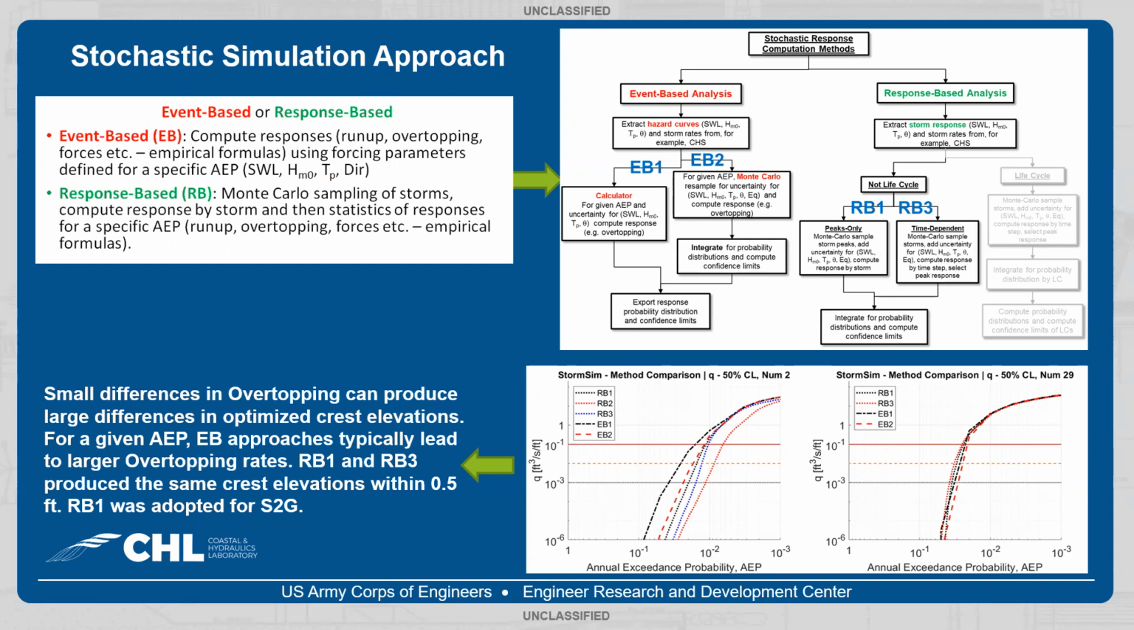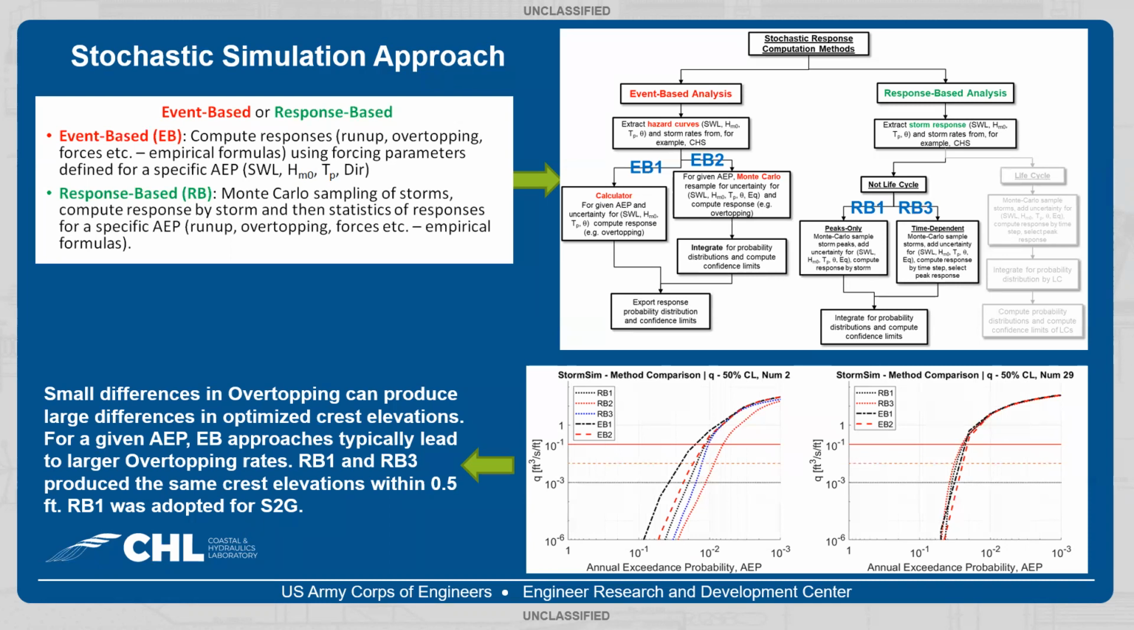Response-based methods: RB1 was peak space. So we took the peak wave height and the peak water level from each storm and computed the responses for each of those and then computed the probability distribution for response. And then RB3, we did a fully time-dependent analysis where we compute the response at every single time step of every single storm.